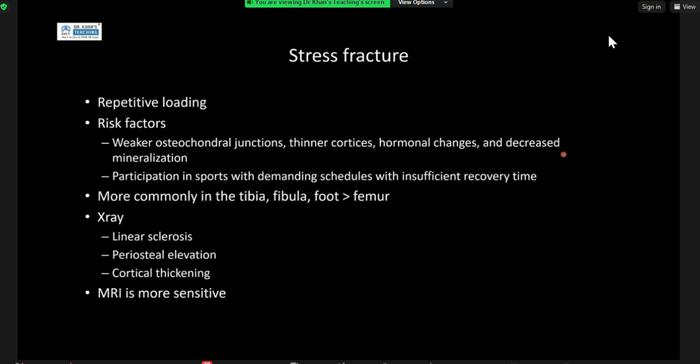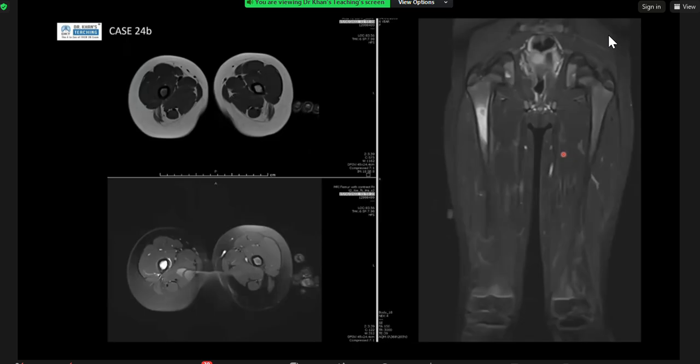Now, if we just talked about marrow signal changes, one of my ex-bosses used to tell me a very good thing. If you just see marrow edema on MR without anything else, you think of three things. One is osteoid osteoma, where you can't see the nidus because the nidus is better seen on CT. You think of a stress fracture, and the third thing you think of is early infection.